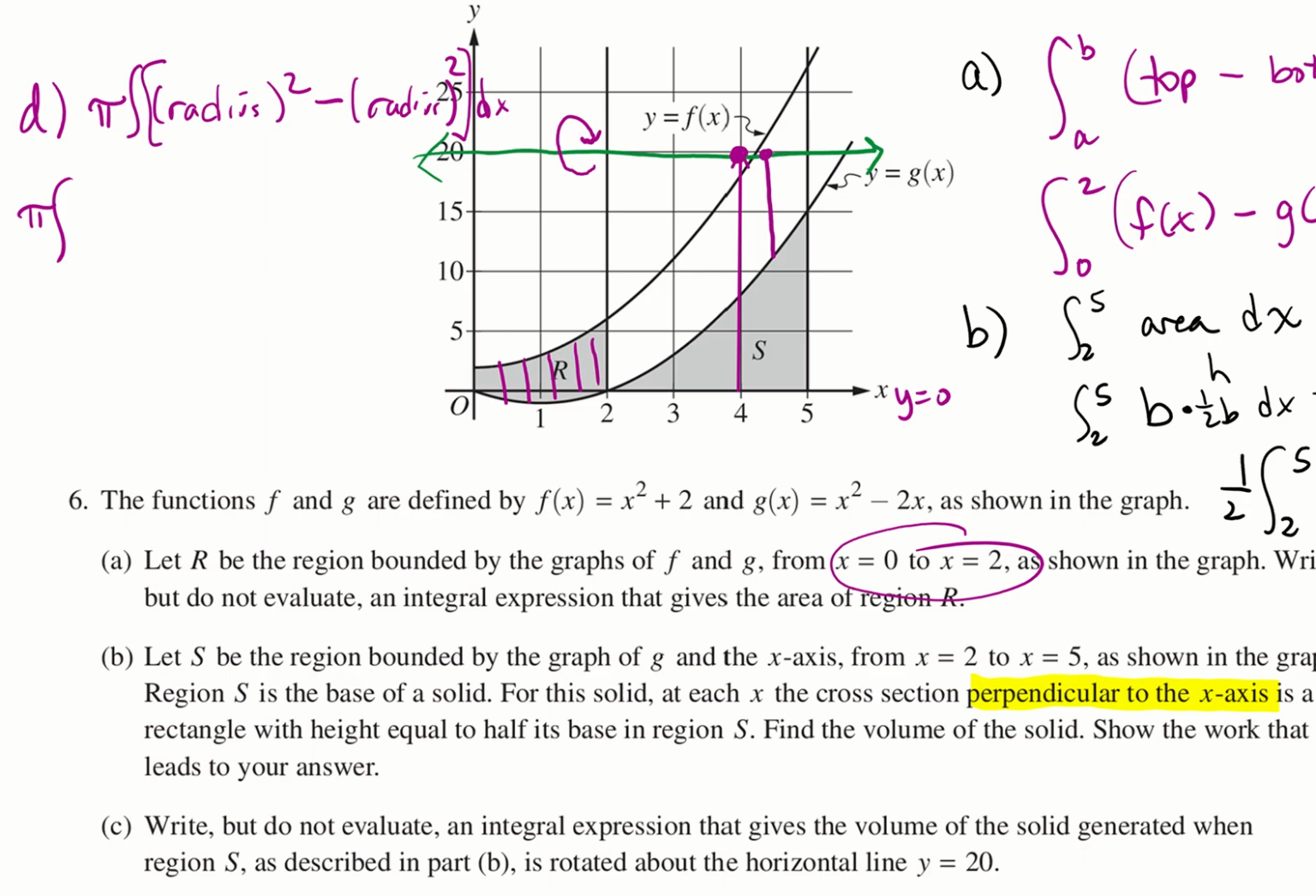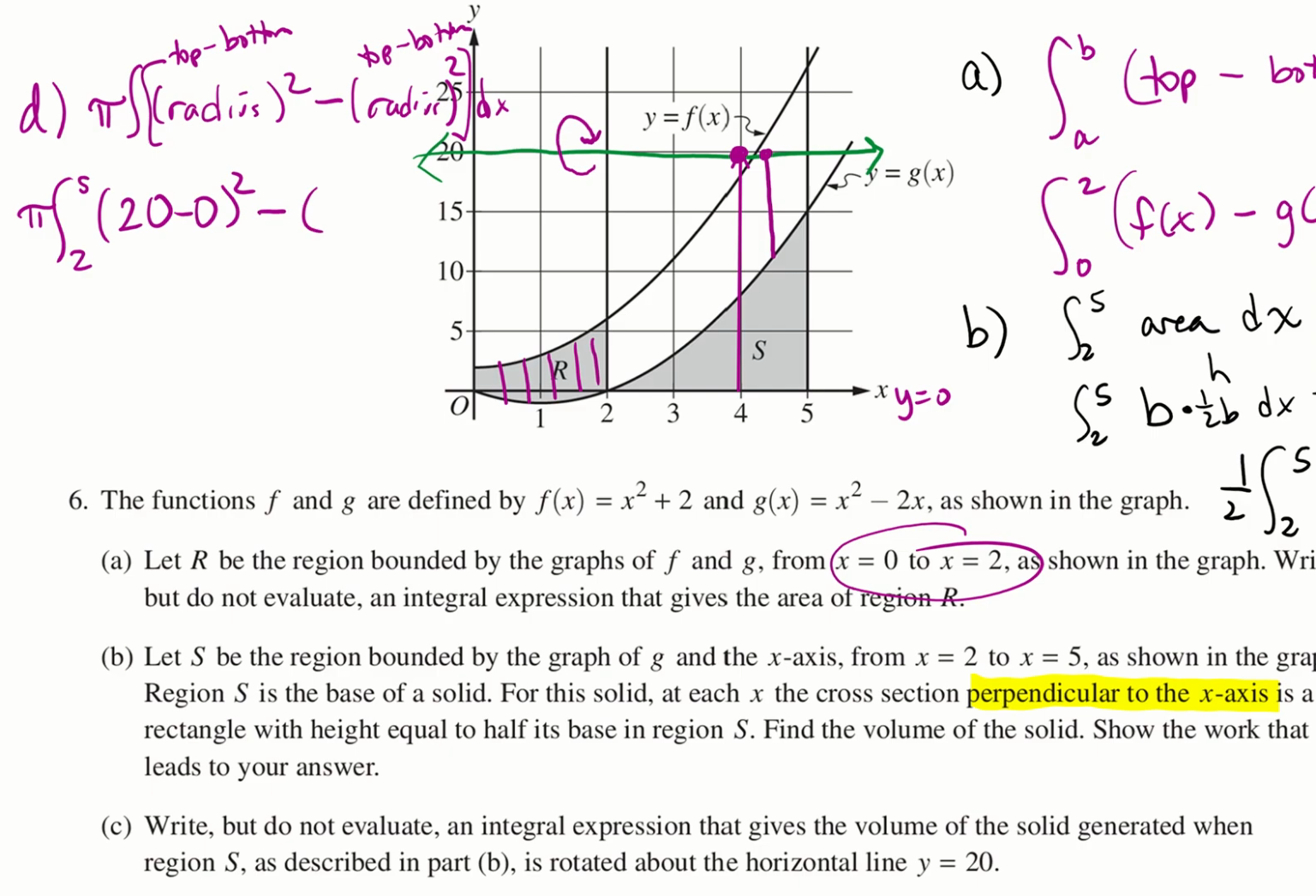My limits would be 2 to 5 again. Don't forget the pi. The longer radius is the boundary that connects the farther boundary to the line of revolution. And so that would be 20. Within this, we're still doing top minus bottom for each of these. So that'd be 20 all the way down to the x-axis, which is 0. You don't have to write the minus 0. You can just write 20 squared or 400 if you'd rather.